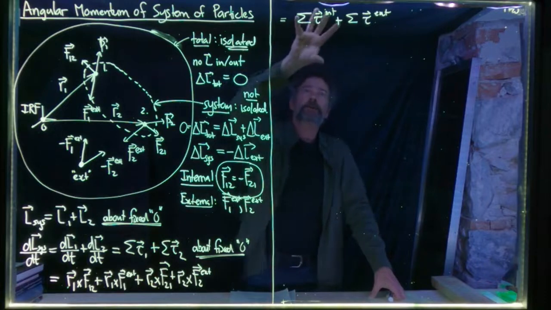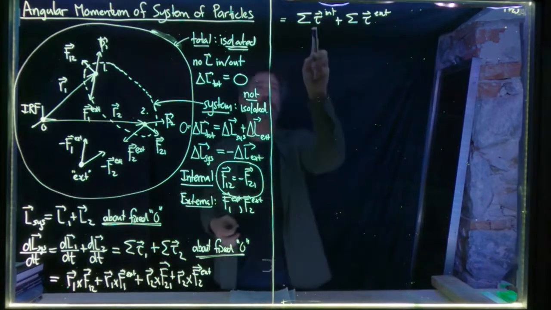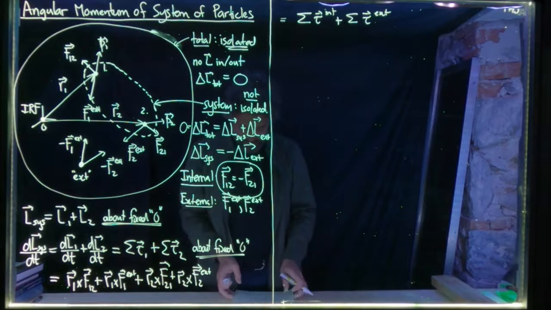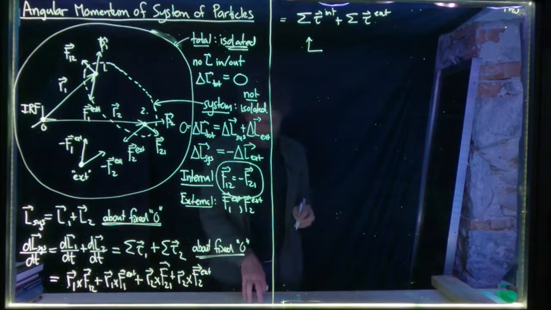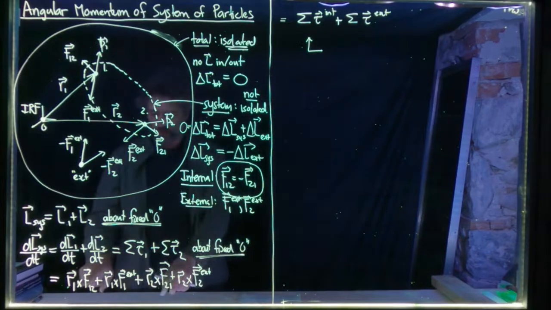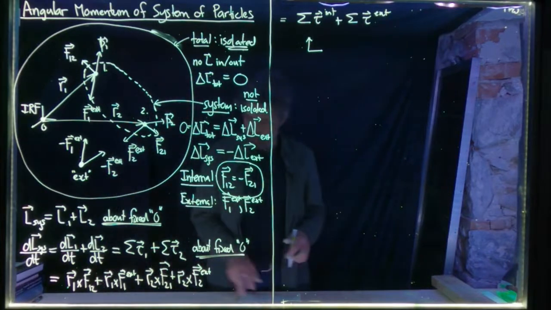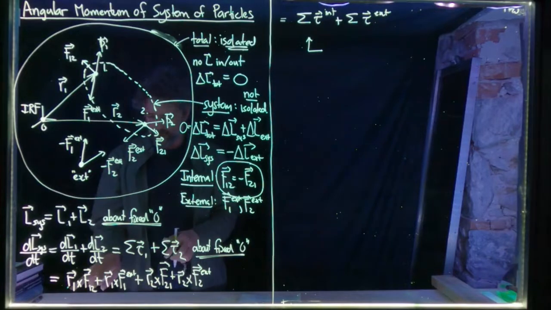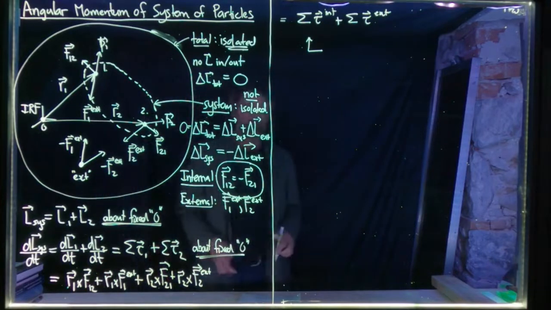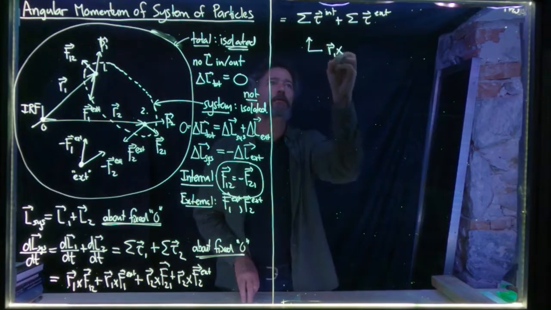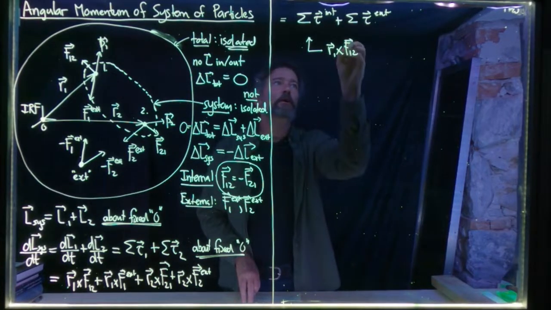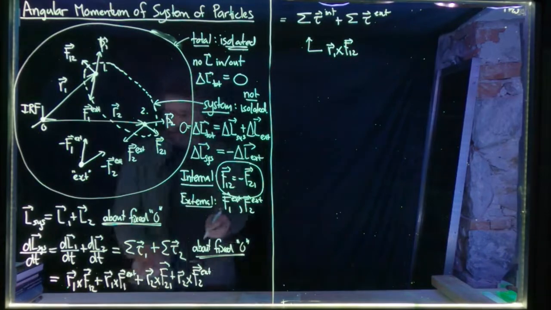Okay? So let's actually show that first. This one is very important. Let's expand this. What we've got is the internal torques. So there's an R1 cross F12 plus R2 cross F21.